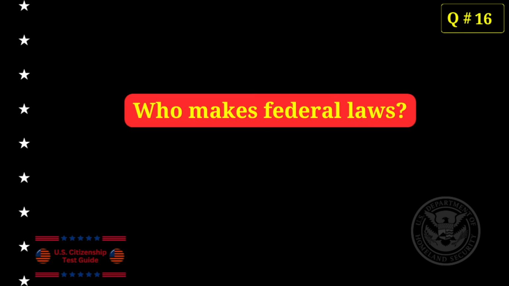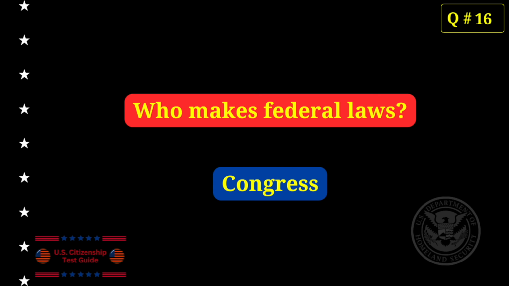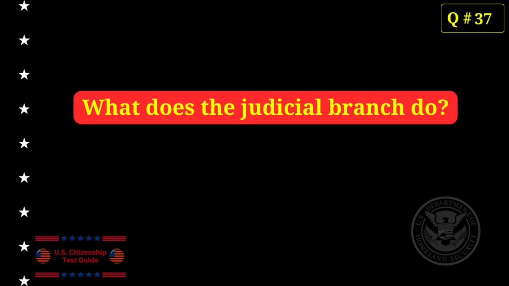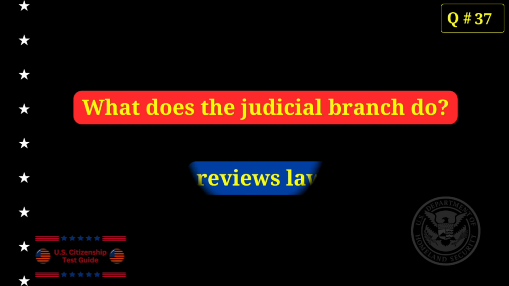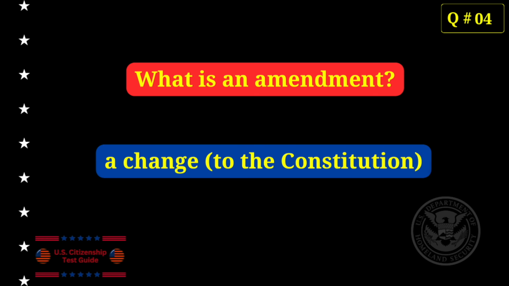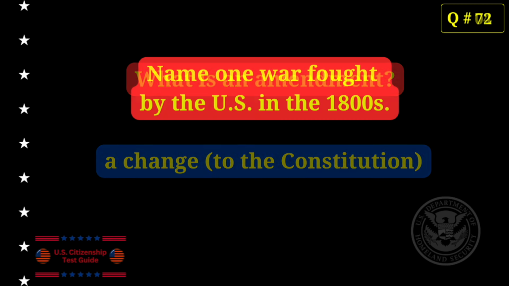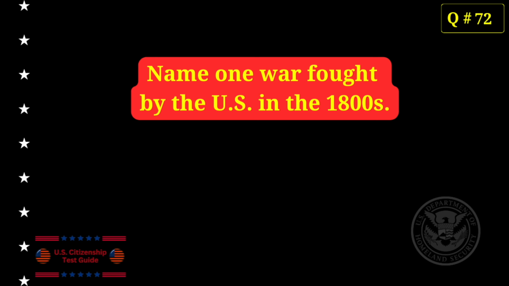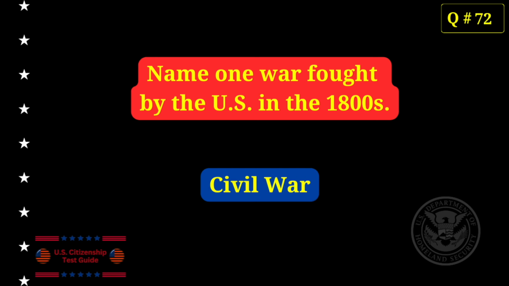Who makes federal laws? Congress. What does the judicial branch do? Reviews laws. What is an amendment? A change to the Constitution. Name one war fought by the United States in the 1800s. Civil War.